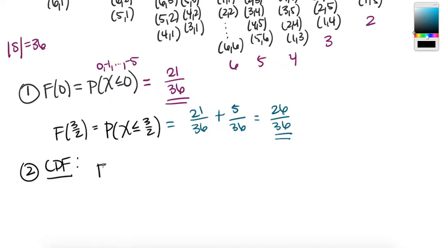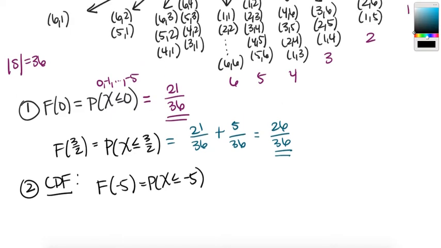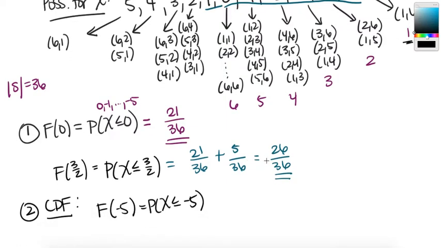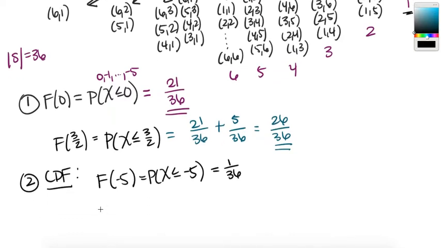All right, so f of -5, remember, that's the probability that x is less than or equal to -5. It's never going to be smaller than -5, but it will be equal to -5 one time. So that is going to be 1 out of 36 possibilities. And now it's going to stay the same. There are no new possibilities until we go up to -4.